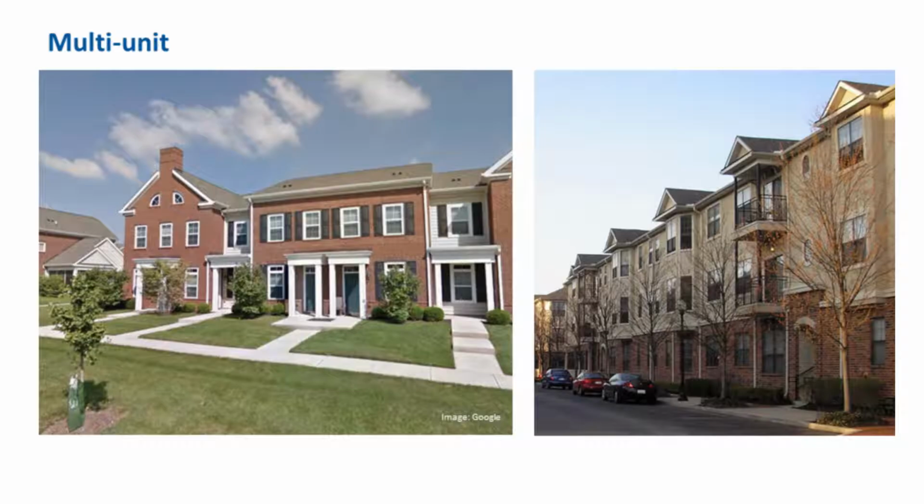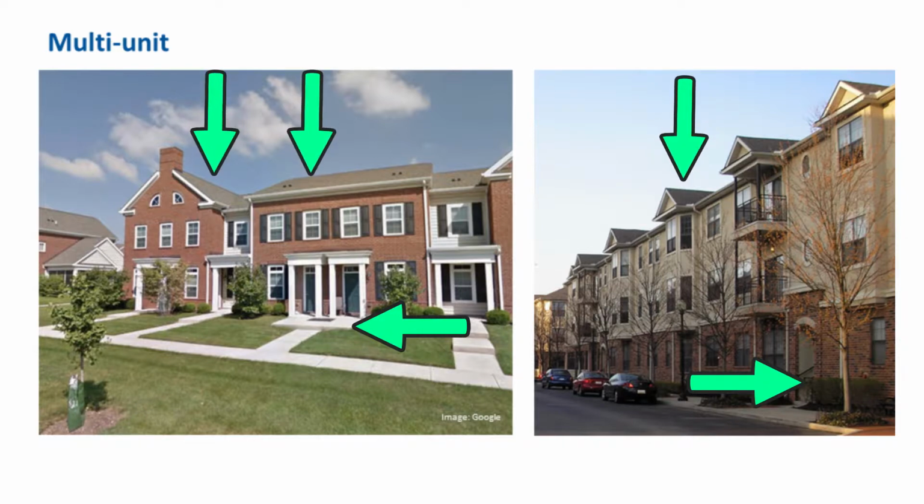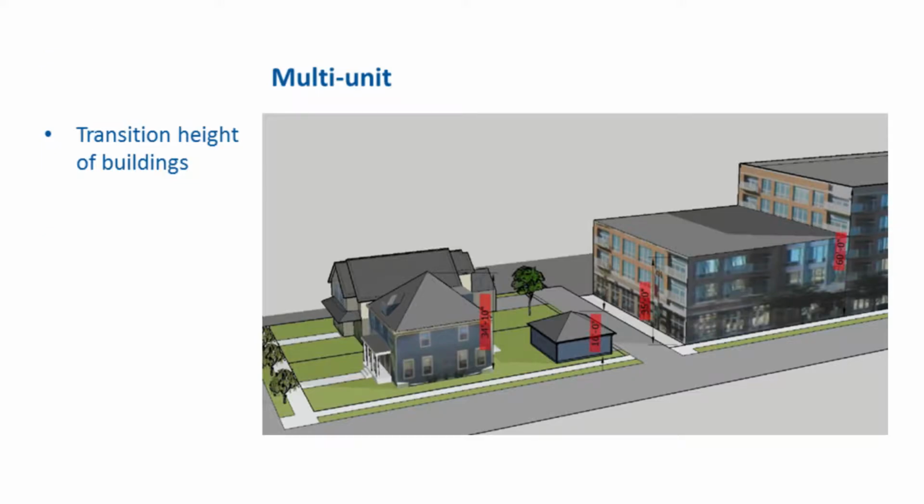For multi-unit development, the guidelines recommend entrances, porches, or balconies should be provided on the ground floor of the building to activate the street. Variation in design, including varying roof lines, balconies, or bays, are encouraged. Building heights should transition based on surrounding uses. Step down as buildings get closer to single-unit homes.